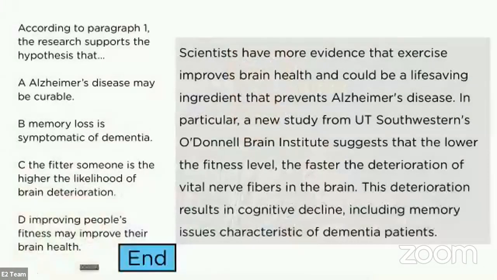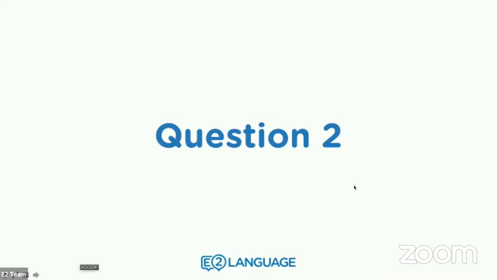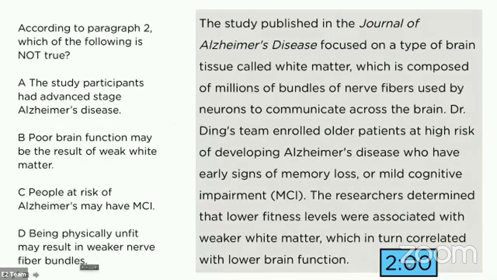Fine. That one was pretty easy, I think. Let's now move on to question 2. By the way, make sure you write these down on a piece of paper because we'll check them at the end. Question 2, away we go.